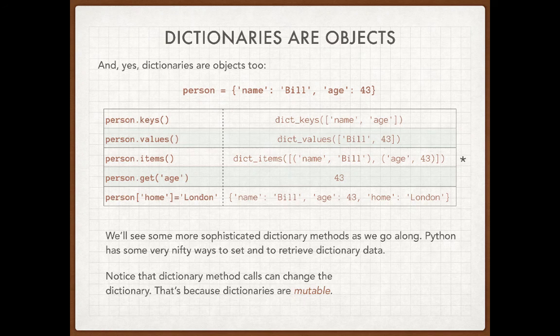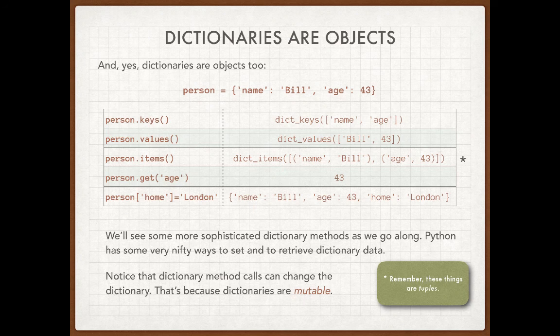Dictionaries don't really have an append or an extend. Dictionaries are a little easier to work with. If I wanted to create a new drawer with the label home and put the word London into it, all I have to do is create it just like this. And you'll see on the right-hand side there the resulting list that I would get. And the star there, you can remember those things are tuples, right? So if I ask for the items, I get a list of tuples back.